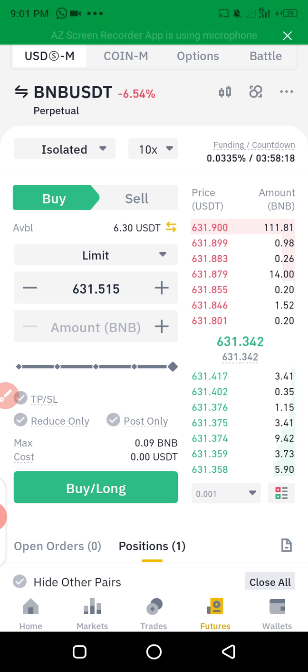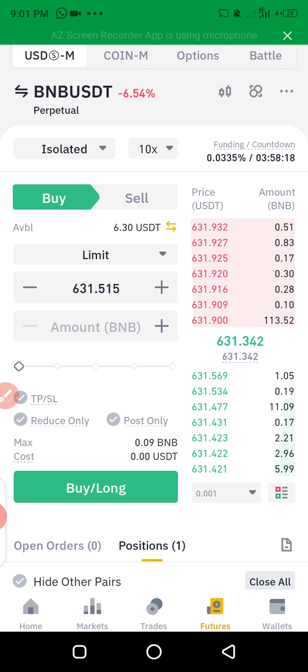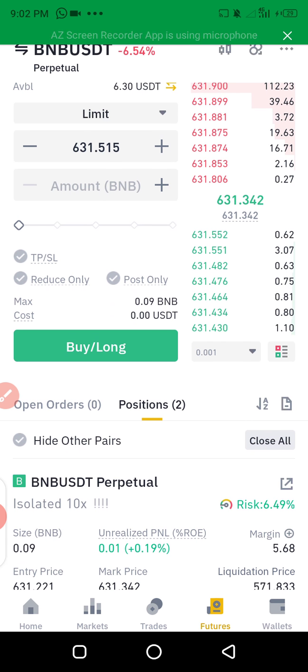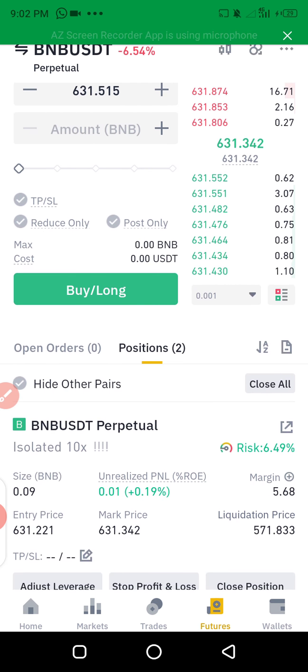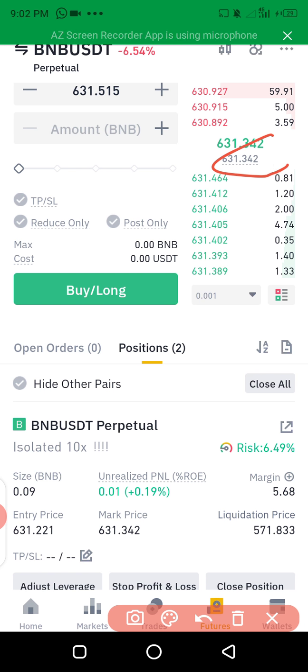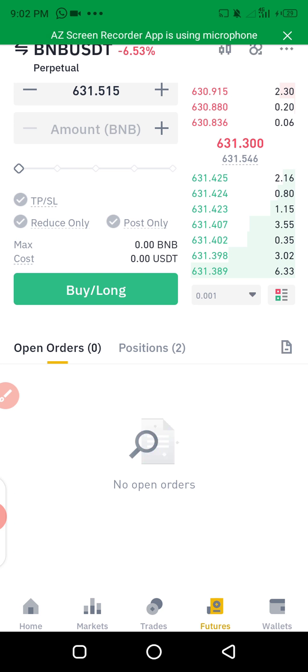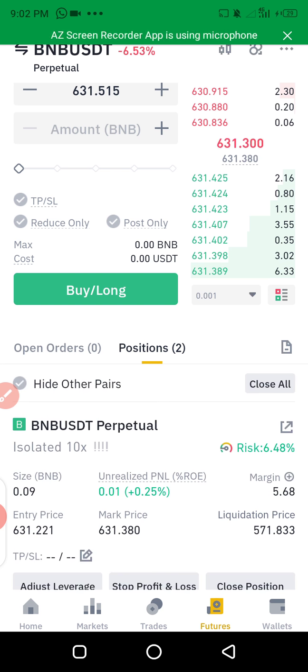So the system has placed the order for me. The position has been opened because this is my entry price. If, let's say, the current price is $632, it is the same thing as spot trading. So my open order will be in the open order at $631 that I picked, until the market comes to that level. So this is my open order. As you can see here, this is my entry price.